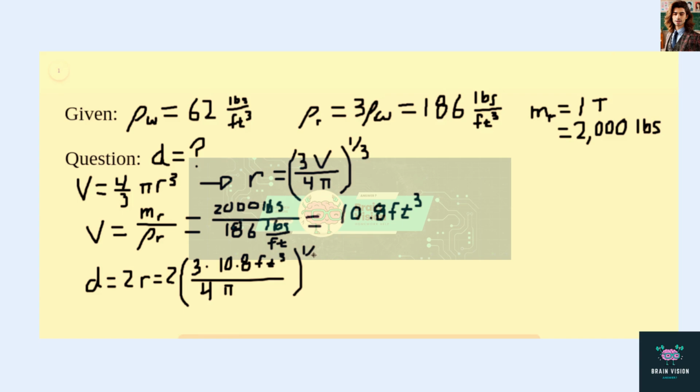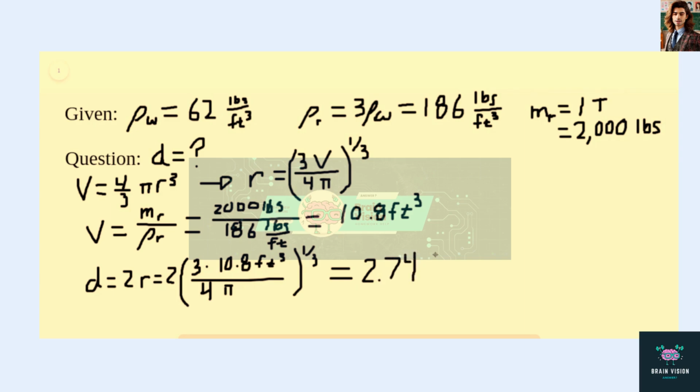And again, the dimensions check out because we have cubic feet inside the parentheses. Raised to the 1/3, you're going to be left with just feet, and you expect the diameter to be in feet, so it works out. If you carry out this operation, you find this is equal to 2.74 feet.